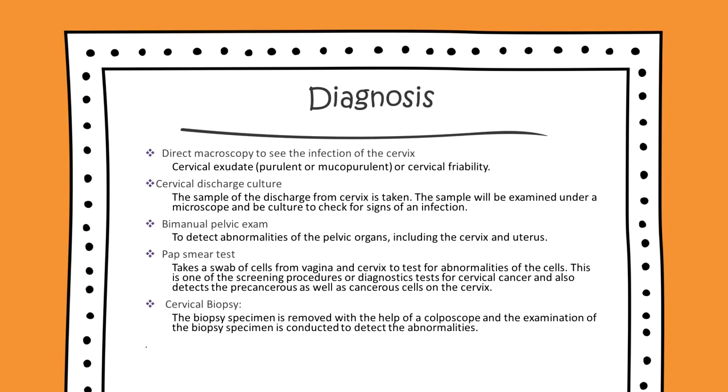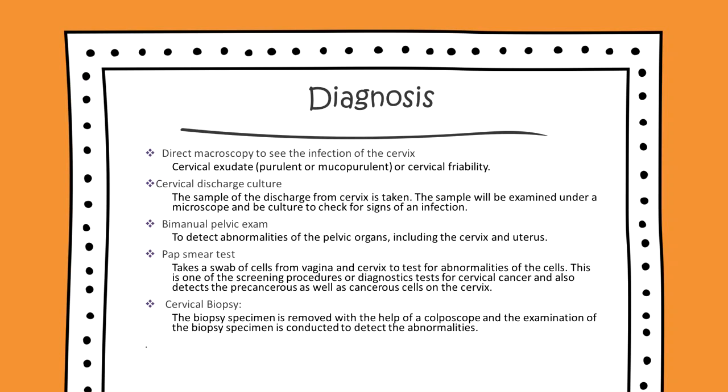The bimanual pelvic exam is used to detect abnormalities of the pelvic organs, including the cervix and uterus. Usually, the doctor will insert a gloved finger into the vagina, and this helps in the diagnosis of abnormalities of the cervix and vagina.